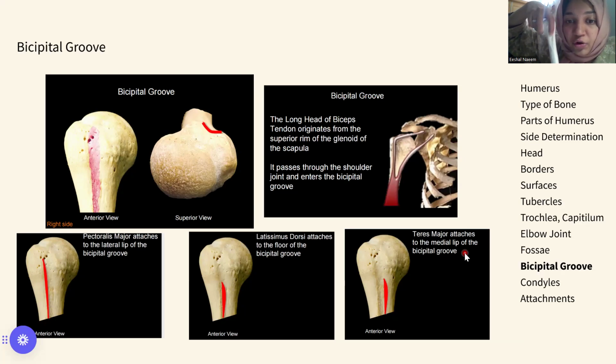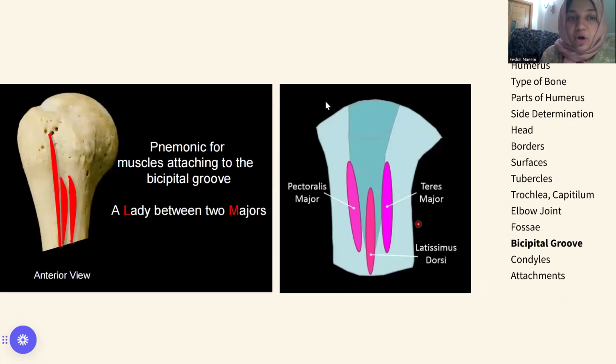Then the floor gives attachment to the latissimus dorsi, and then the lateral lip, the most lateral part, gives attachment to the pec major, the pectoralis major. It gives attachment to the lateral lip of the bicipital groove, right? This is why the bicipital groove is important. It's really important.